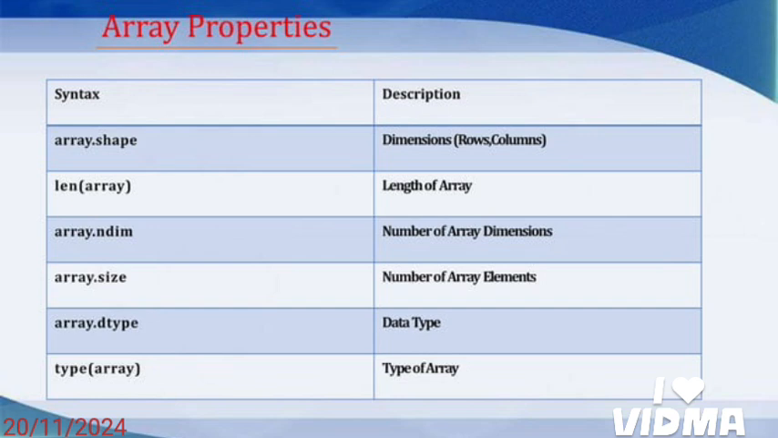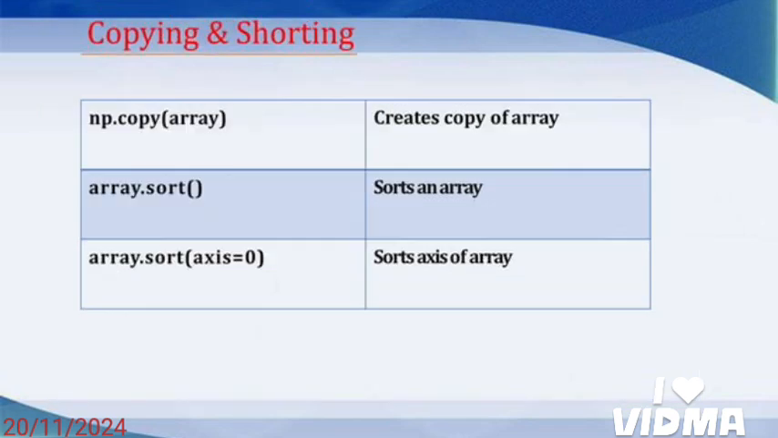How do we copy and sort an array? np.copy(array) creates a copy of an array. array.sort() sorts an array. array.sort(axis=0) sorts along an axis of an array. This is about NumPy.